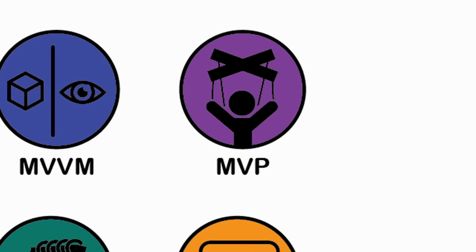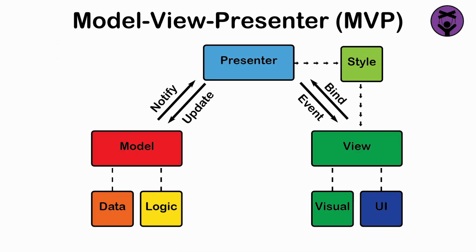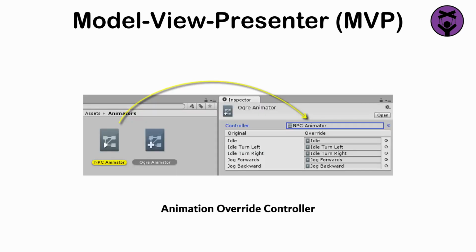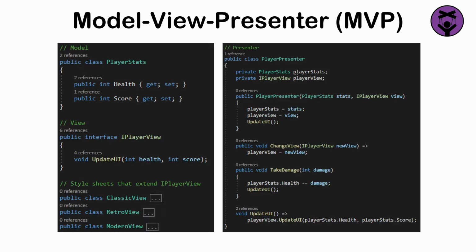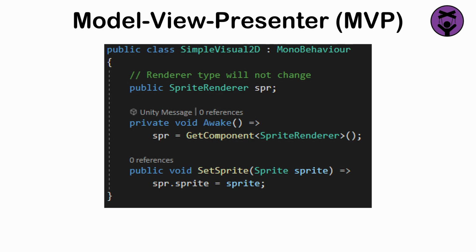Model View Presenter, a variation of MVC in which the entity in charge of handling visuals is given a more prominent role. For instance, a component in charge of playing animations or updating character sprites based on the model's current state. Alternatively, a presenter could be an entity in charge of updating UI, such as displaying player stats in a heads-up display. In either case, these should be separated from the logic, data, and inputs.